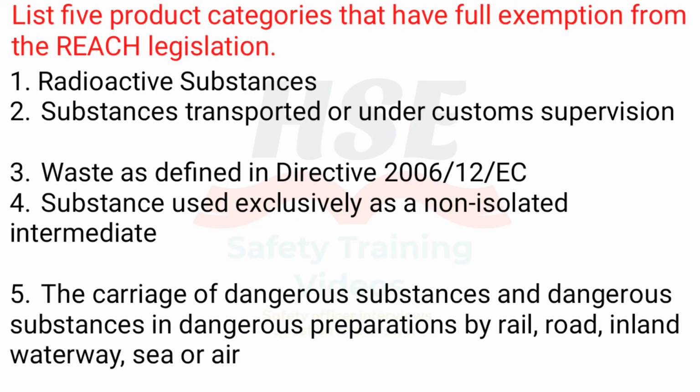List 5 product categories that have full exemption from the REACH legislation. 1. Radioactive substances. 2. Substances transported or under customs supervision. 3. Waste as defined in Directive 2006/12/EC. 4. Substance used exclusively as a non-isolated intermediate. 5. The carriage of dangerous substances and dangerous substances in dangerous preparations by rail, road, inland waterway, sea, or air.